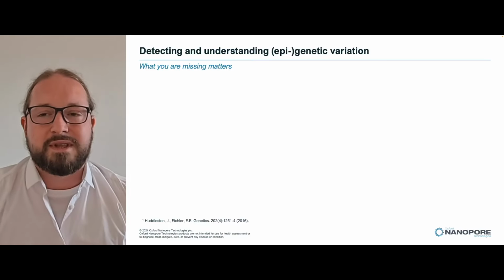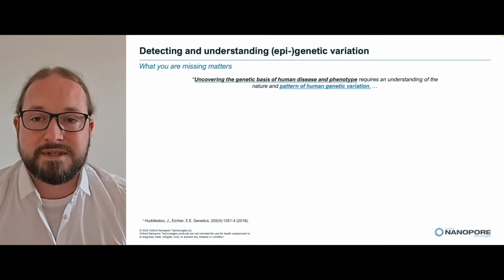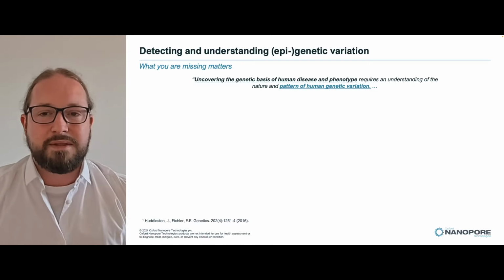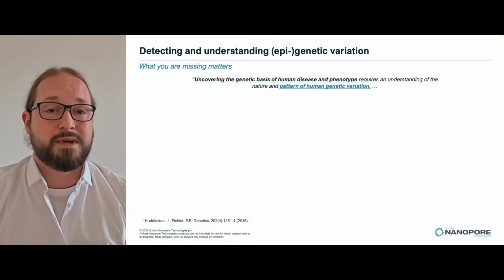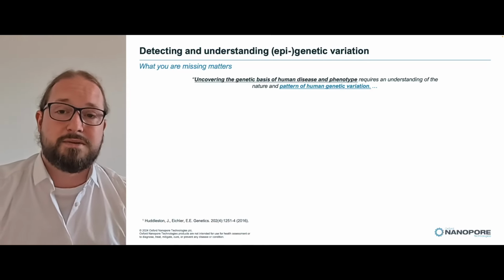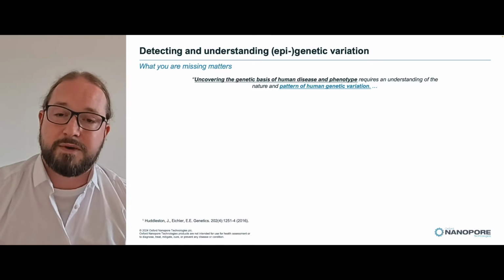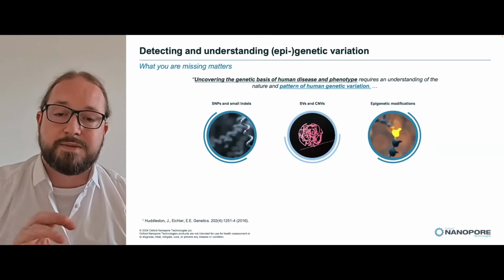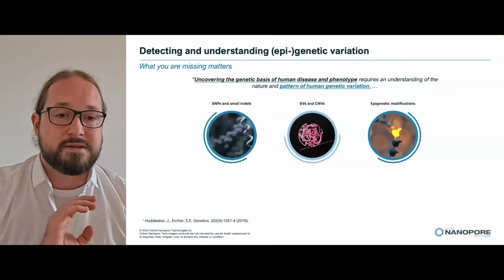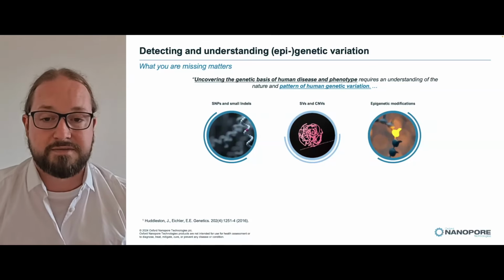And to frame it a bit, I typically use a quote from a paper from 2016. It says the main thing is uncovering the genetic basis of human disease and phenotype. And if you want to do that, you need to understand the pattern of human genetic variation. That's the first part. And as I said, there's a huge variety of different ones: small SNPs and indels, large SVs and CNVs, and also things like epigenetic modifications, for example.